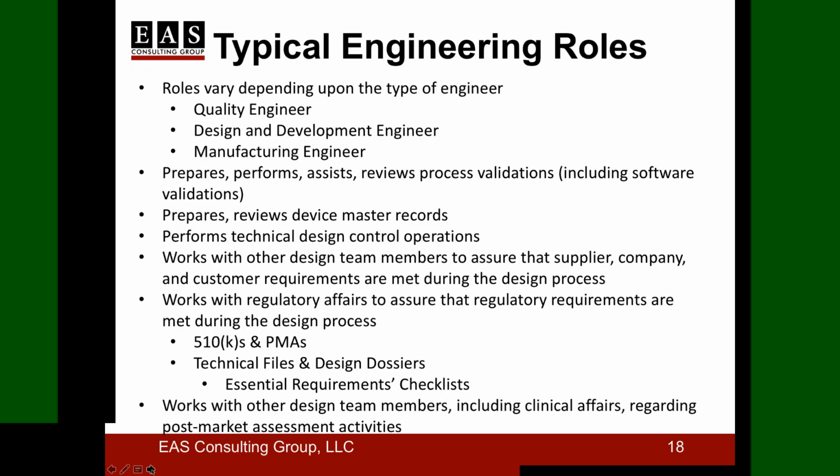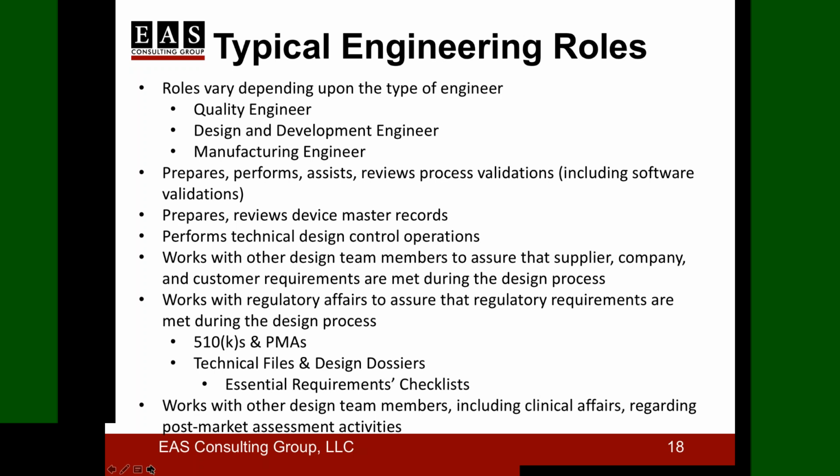You have different types of engineers. That's the next role. You have quality engineers, design development engineers, and manufacturing engineers. And these specialized people do different types of functions. So the quality engineer basically handles things like process validations, comes up with different specifications, etc.